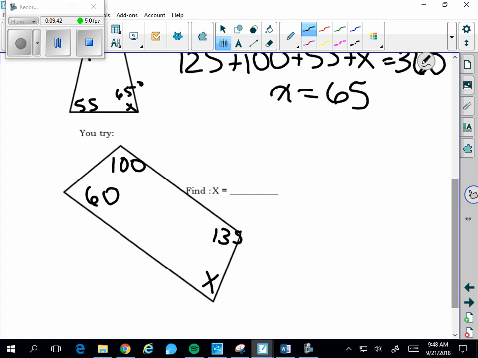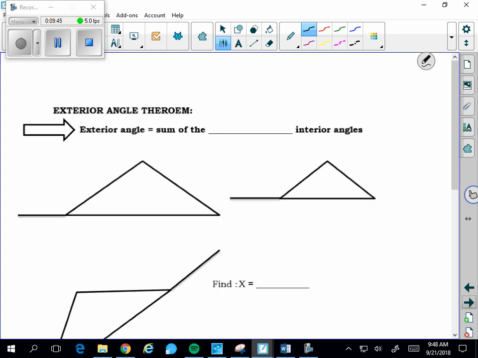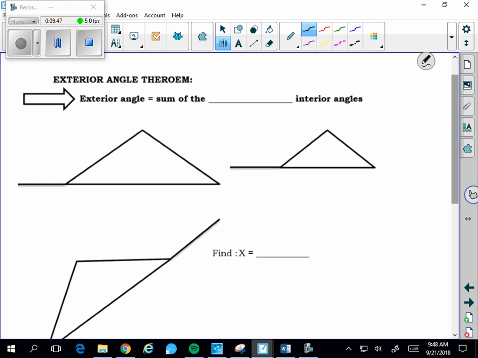Okay. Let's take a look at this last page. Our last theorem that we're going to look at in this video is the exterior angle theorem. Exterior angle theorem says the exterior angle is equal to the sum of the remote interior angles.